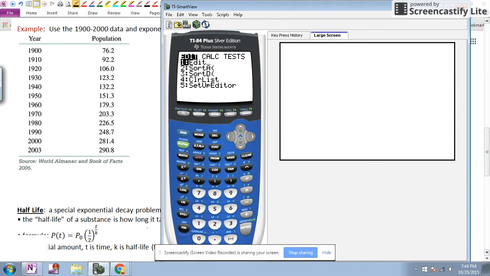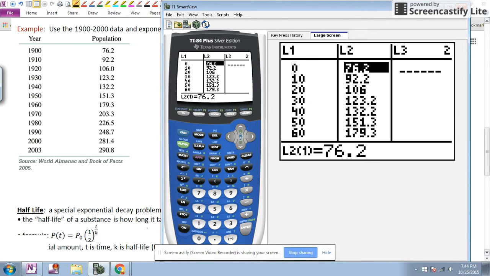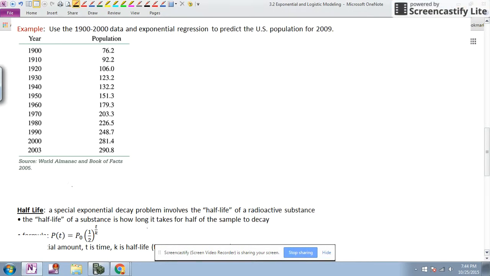So remember what you do is you hit stat and you go to edit. And in list one, you put the years. Now notice what I did, 0, 10, 20. That means that I'm going to use the initial data of 1900 as our initial value. So my time is 0 years since 1900 is 76.2. And I didn't pay attention to what that was. It never says. So we're probably going to say million people.